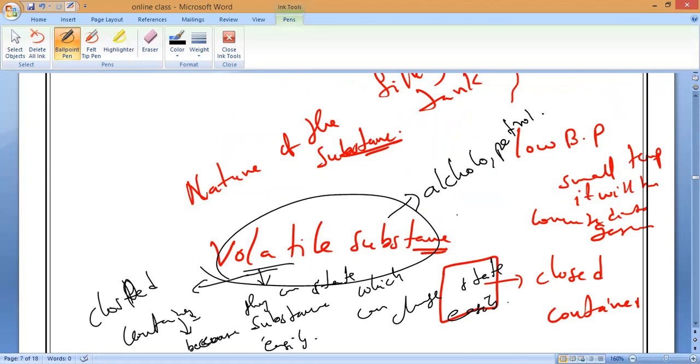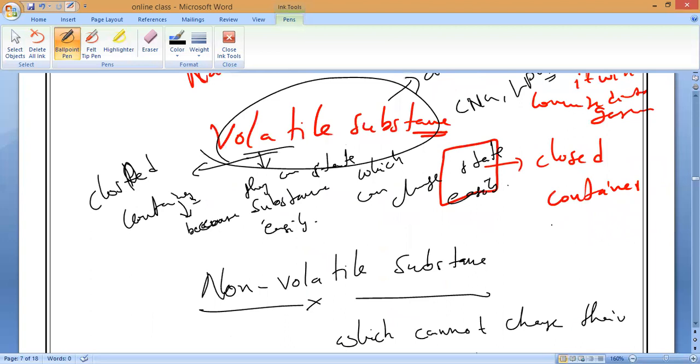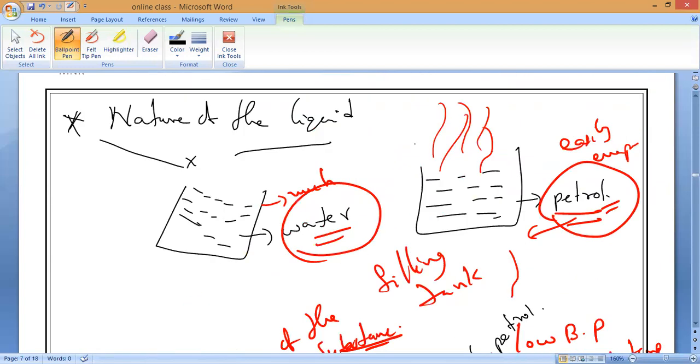Also CNG and LPG. These are volatile substances; they can easily convert into the gaseous state. Now non-volatile substances, the best example is water. Non-volatile substances you can store outside, that is not a problem. But volatile substances we always have to store in closed containers.